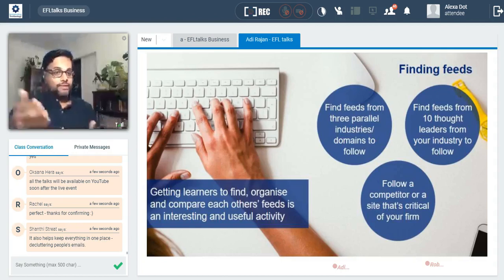And they do this outside class, and when they come back for the next lesson, I have them compare their feeds. Generally, I find that they follow the same people and the same sites. And then we have an interesting conversation about groupthink and the value of a diversity of ideas and perspectives.